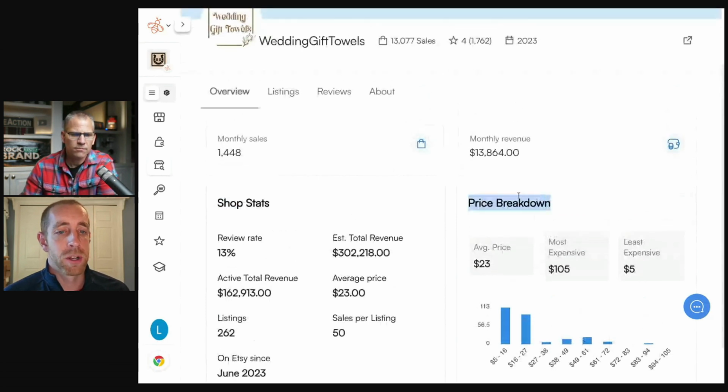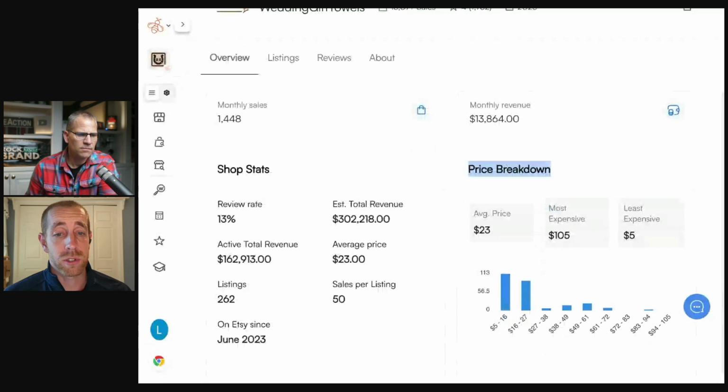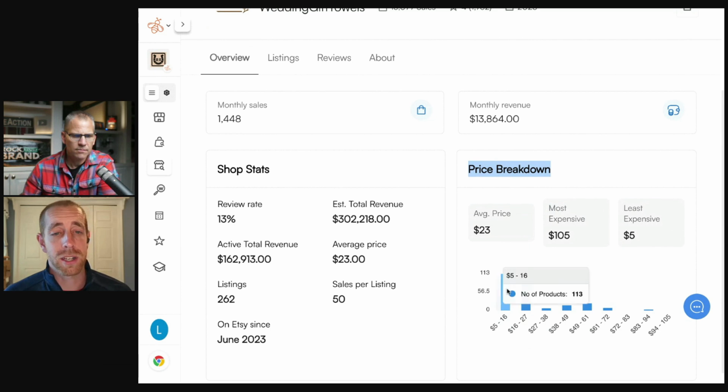So if we're selling a bunch of things at $105, but the vast majority of our listings are $5, that makes a difference in terms of overall profitability. So that price breakdown section, I think, is really interesting. And what EVERBEE is telling us is that the average price of a listing in the shop is $23. That's kind of right in that sweet spot, right?